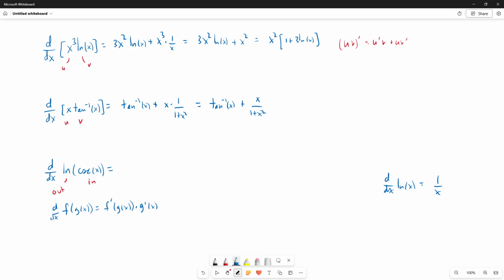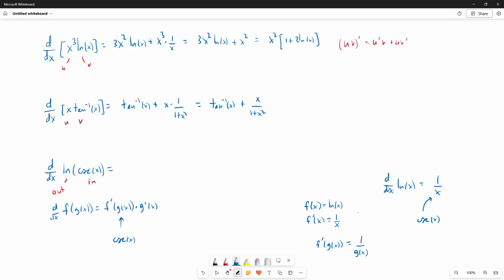When we do the derivative of our log in the chain rule, we want to leave the cosecant of x inside. So instead of writing 1 over x, we're going to replace that x with cosecant of x. Let me use the f of x notation. If f of x is natural log of x, then f prime of x is 1 over x. And we want f prime of g of x. So f prime of g of x, that means replace x with g of x. So it's 1 over g of x.